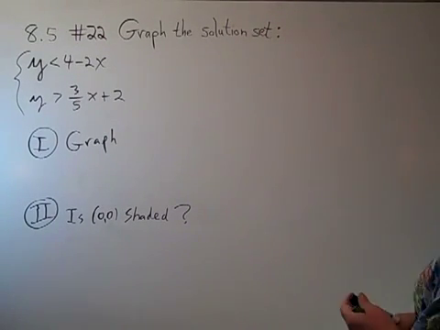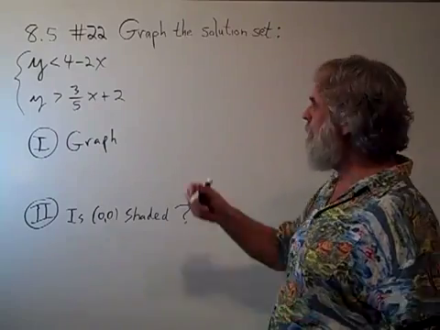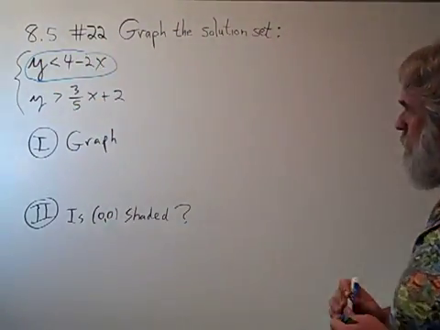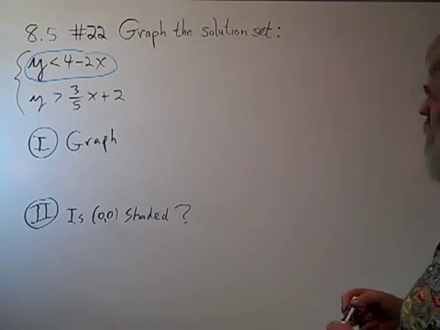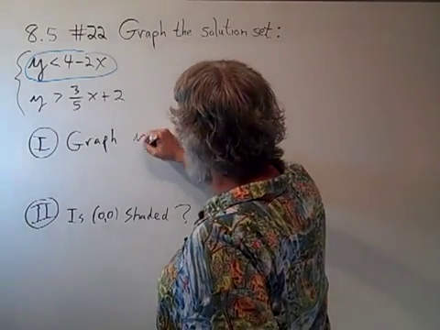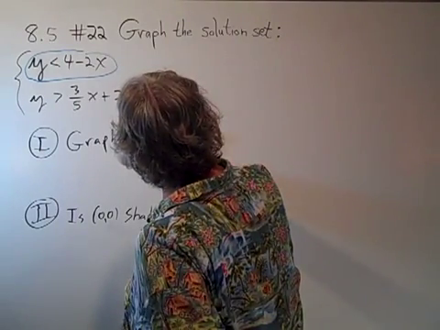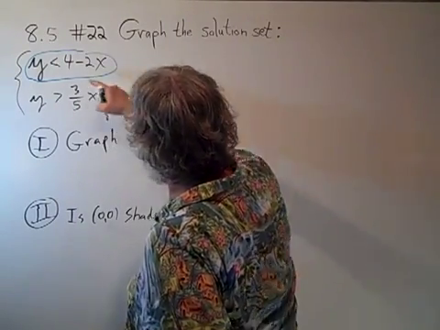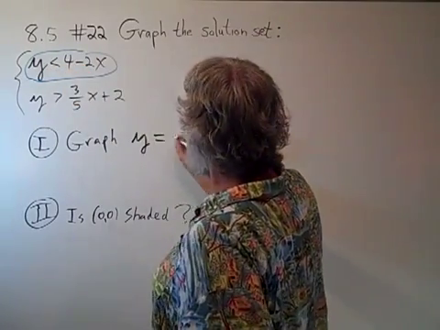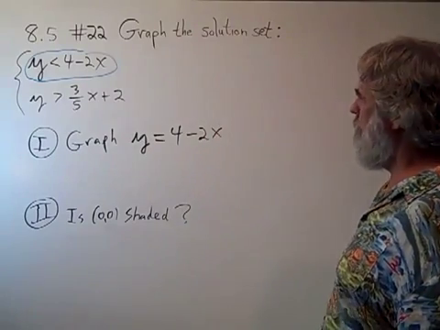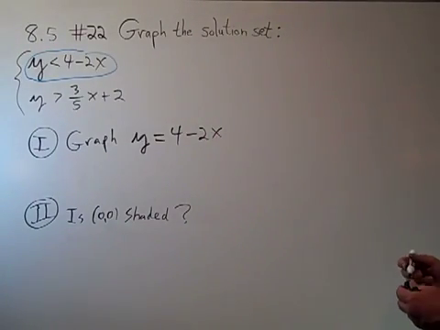To graph the solution set of this system of linear inequalities, we first must graph each of the linear inequalities of the system. So we start by graphing that first one. And to start that, we graph the bounding line, which in this case is not included in the final solution because we don't have our equal to. But the bounding line of the region is simply y equals 4 minus 2x.